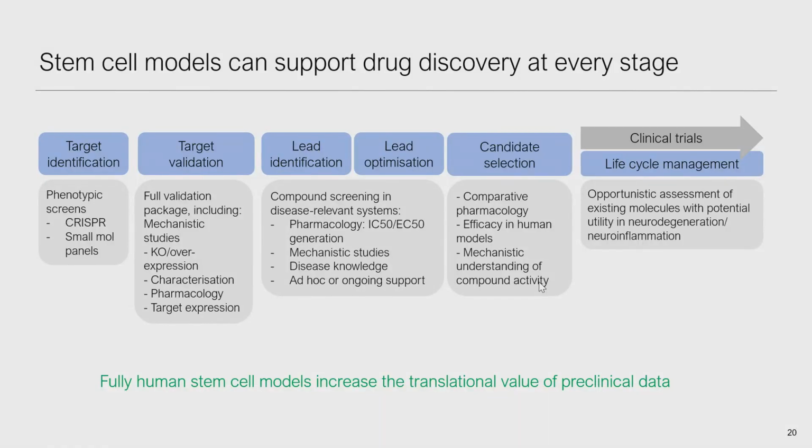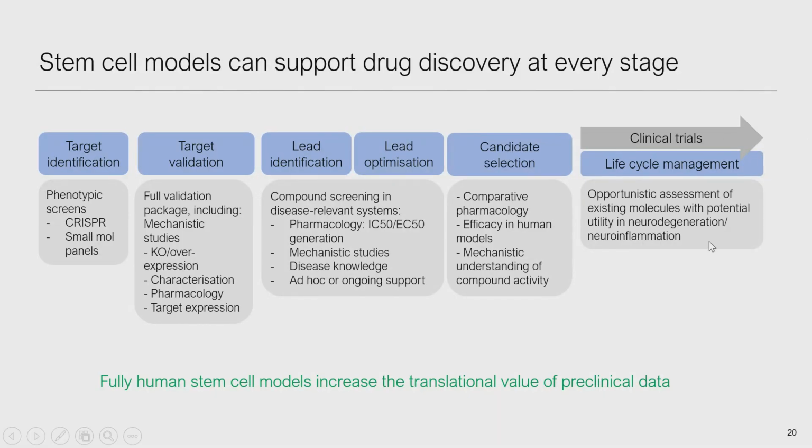So before I wrap up, I just wanted to summarize really where stem cell models can support drug discovery. I mean, I'm slightly biased. I would say that they can support drug discovery at every stage. We certainly find that we're particularly supporting early target identification work. I think there's a huge power for novel target identification using these really disease-relevant systems. We've run target validation studies, but we have particularly, I think, added value at the late lead optimization and candidate selection phase, particularly with some of the compound profiling that I've described.